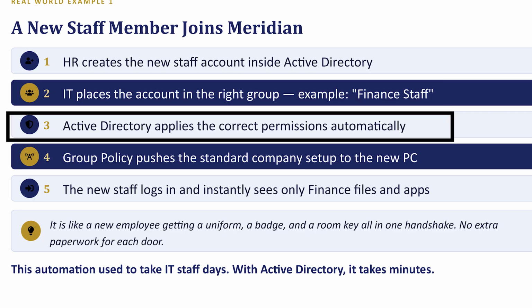And in step 3, Active Directory applies the correct permissions. This is where authorization becomes very important. The system isn't simply saying this person works here. It also determines what that person can access.